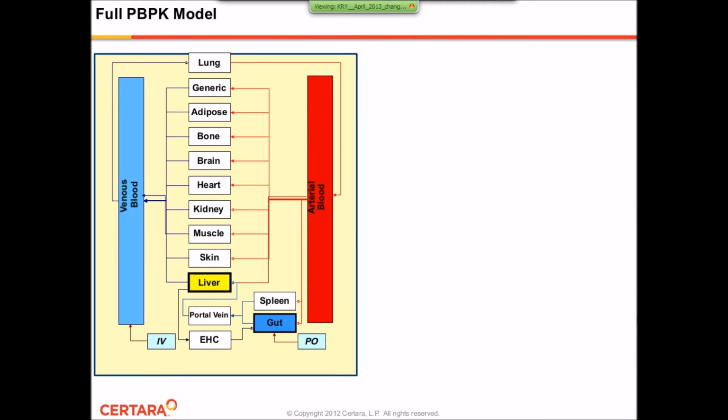In this next example here, you can see that we've got a full PBPK model. What we do here is divide the whole body up into these different compartments, which are representative of the lung, adipose, bone, and different organs within the body. We consider our arterial blood flow into these different organs and then venous blood flow as well.